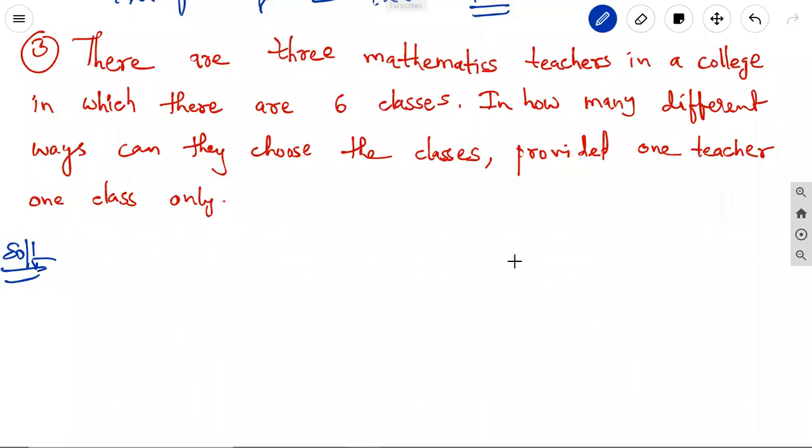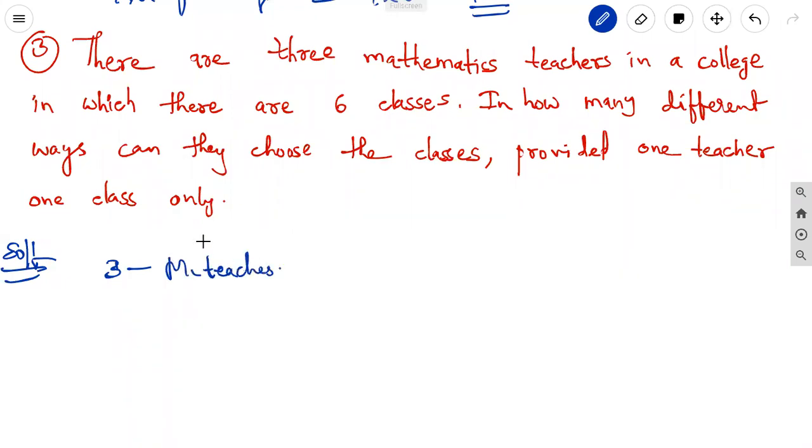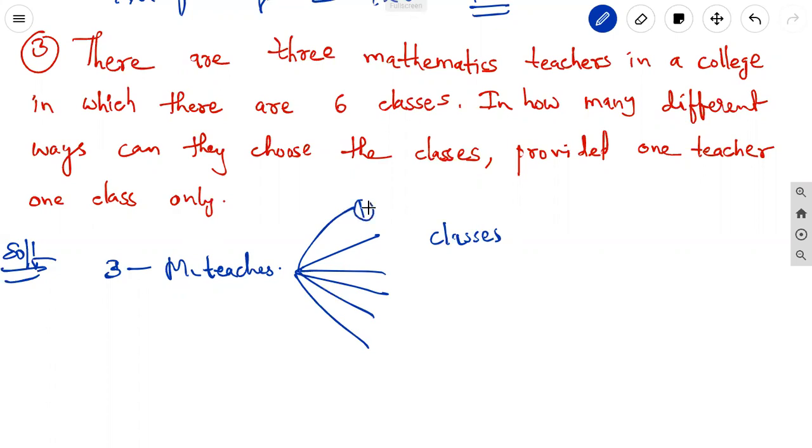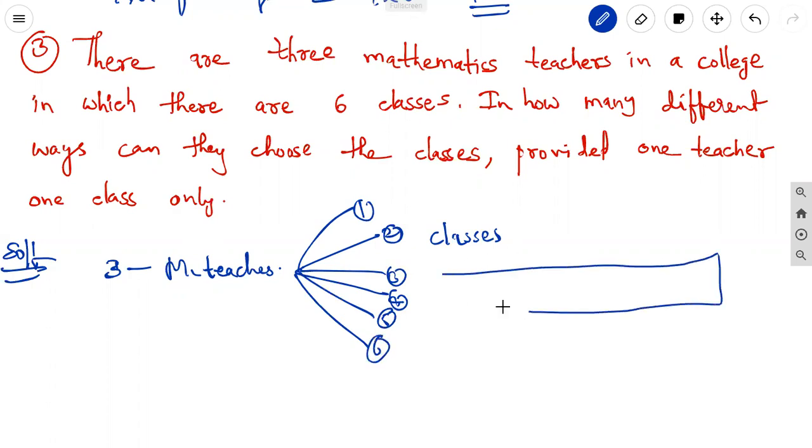Third question. There are 3 mathematics teachers in a college. How many classes are there? 6 classes are there. Classes are 6: first, second, third, fourth, fifth, sixth. We can take the 6 classes in a row: 1, 2, 3, 4, 5, 6.